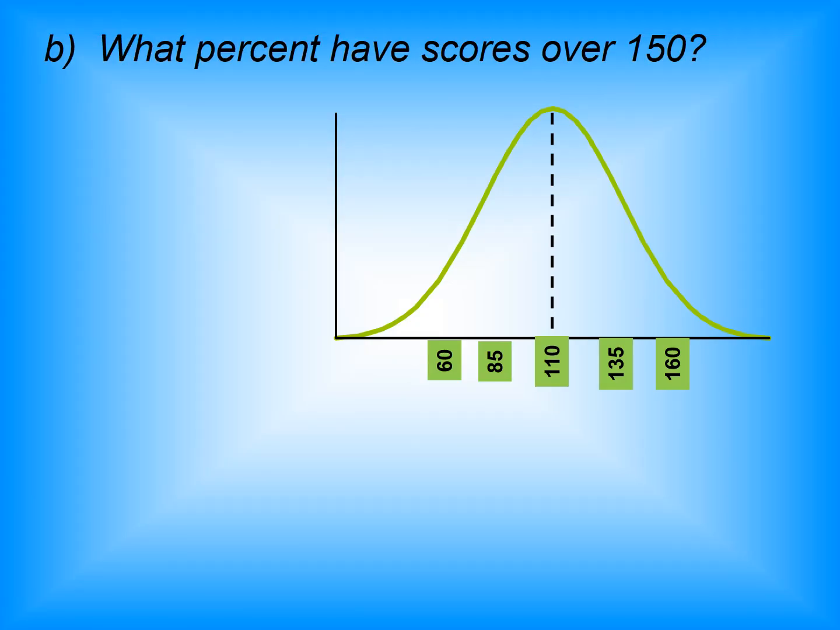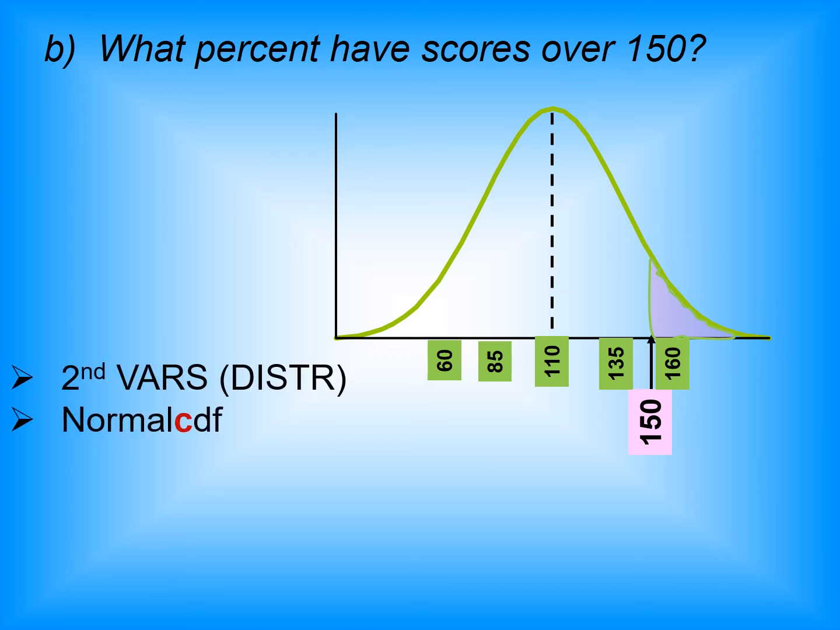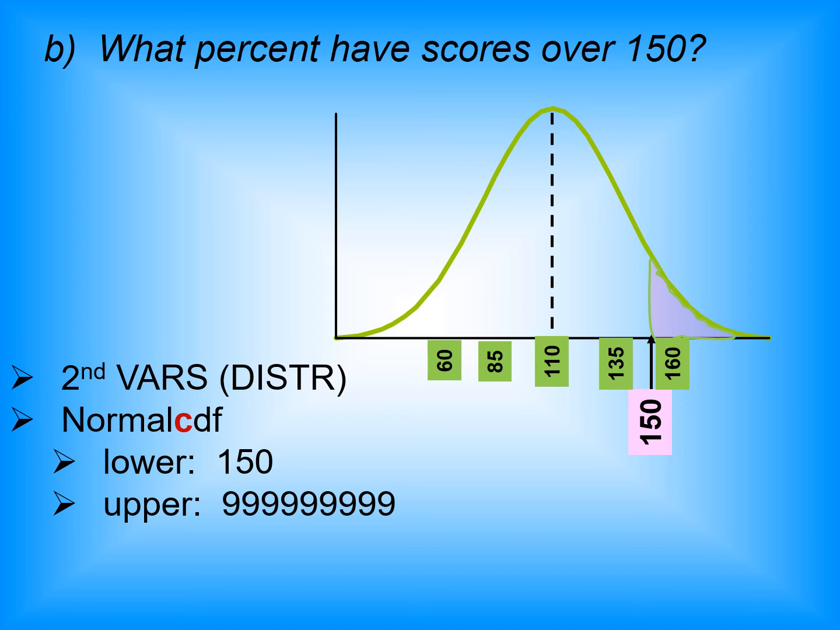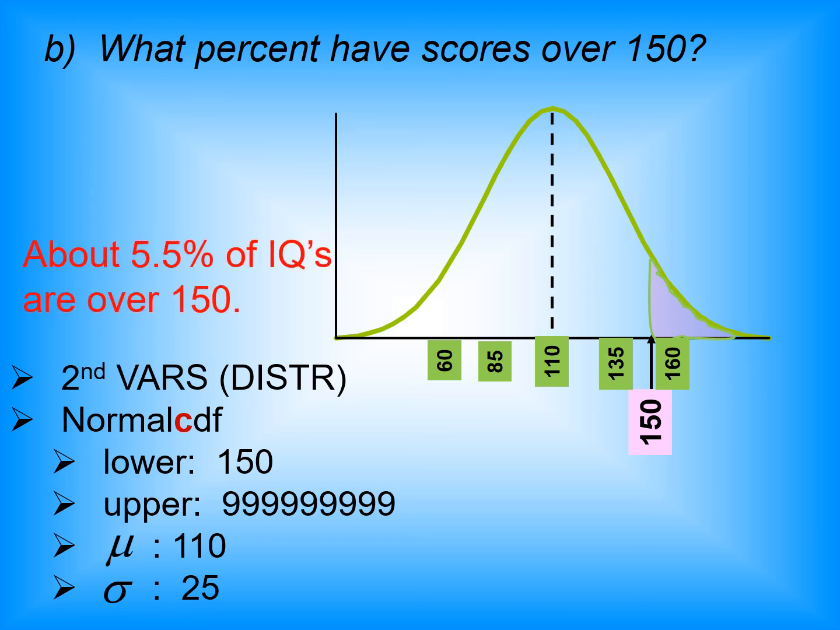What percent have scores that are over 150? Let's go ahead and make a graph. Same graph. We're going to label 150, but which way do we shade? We shade to the right. So we're going to get our calculator out and go second vars, normal CDF. And our lower is 150, and we're going to positive infinity, so we'll put 9999999. Same mean and same standard deviation. What percent have scores over 150? 5.5%.